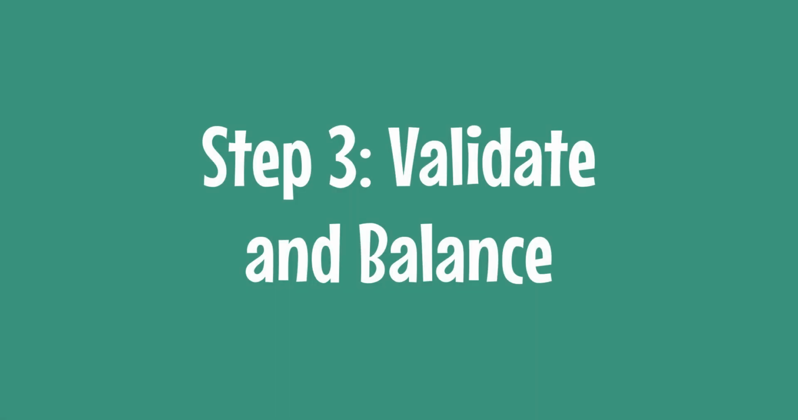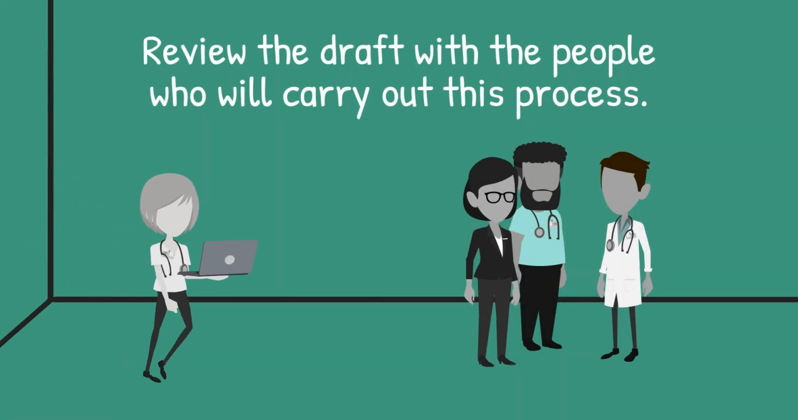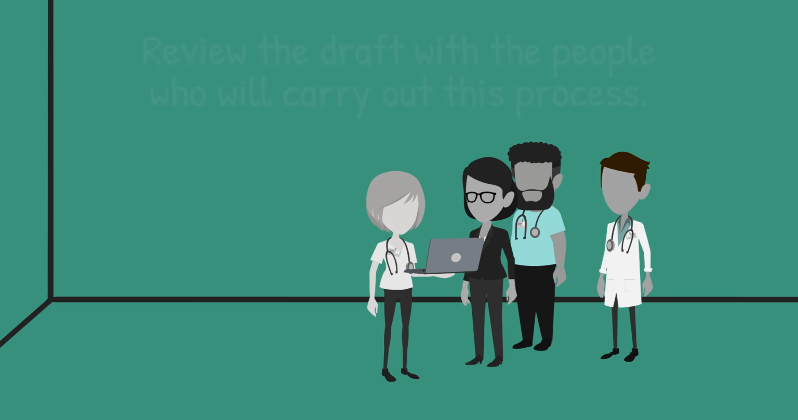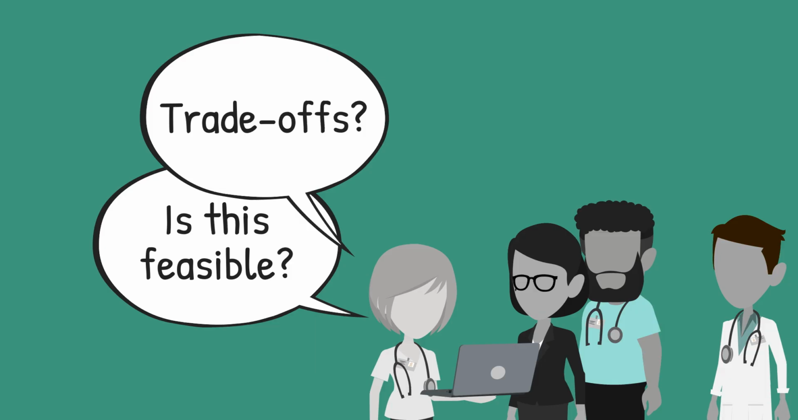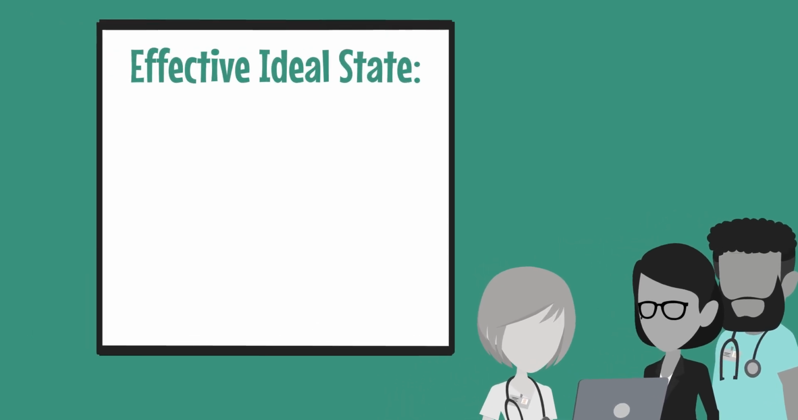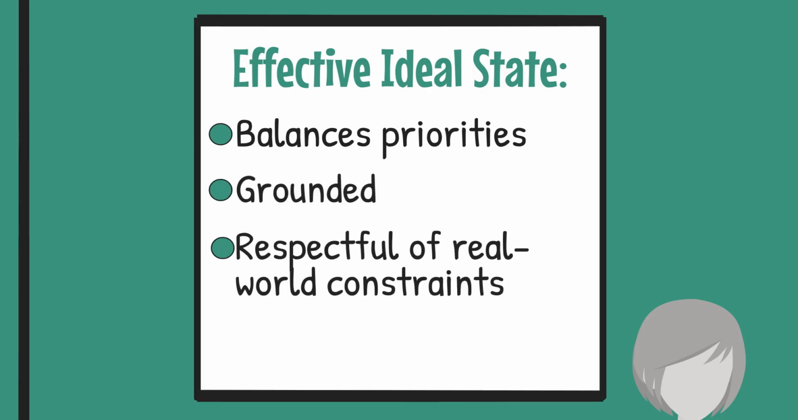Step 3. Validate and balance. Next, review the draft with the people who will carry out the new process: staff, clinicians, schedulers, or others involved in care delivery. Ask questions like, is this feasible? What trade-offs does this design create? Who benefits and where might friction still exist? An effective ideal state balances priorities. It won't be perfect, but it should be grounded, respectful of real-world constraints, and focused on improving care.